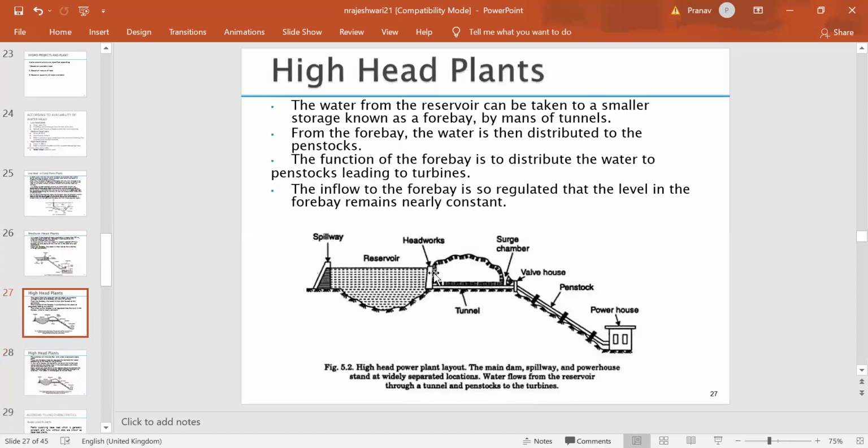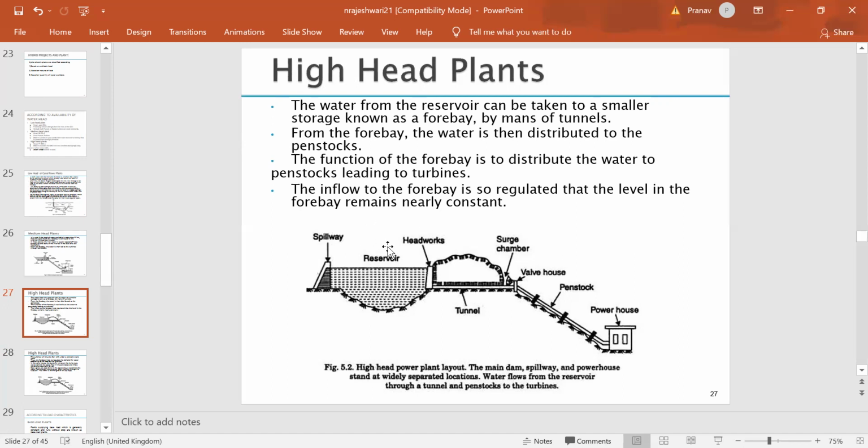And coming to the high head power plants, in the case of high head power plants, the water from the reservoir can be taken to a smaller storage known as a forebay by means of tunnels. And from the forebay, the water is then distributed to the penstock. And the function of the forebay is to distribute the water to the penstocks leading to the turbines.